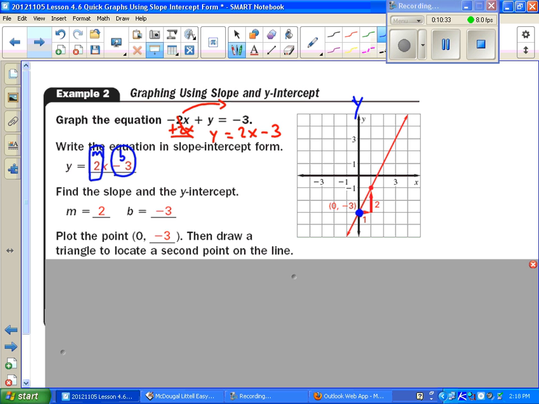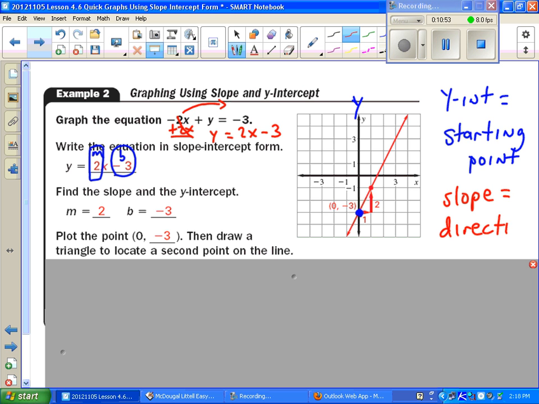So your y-intercept is your starting point, and your slope, those are your directions. So as you're graphing it, start at the y-intercept. That's this point here, negative 3. So that's where we're going to start, at negative 3 on the y value.